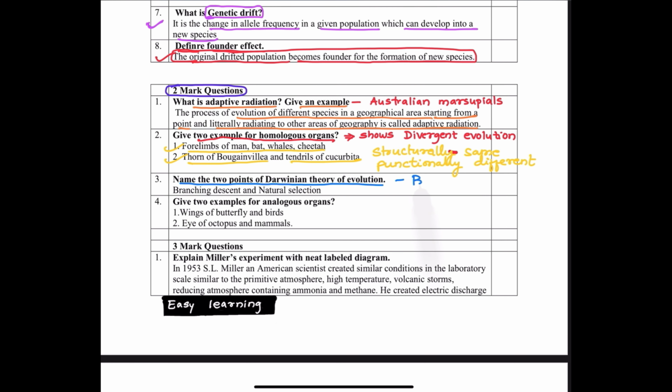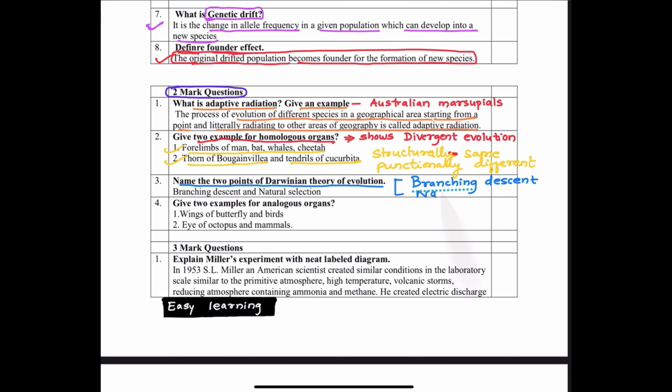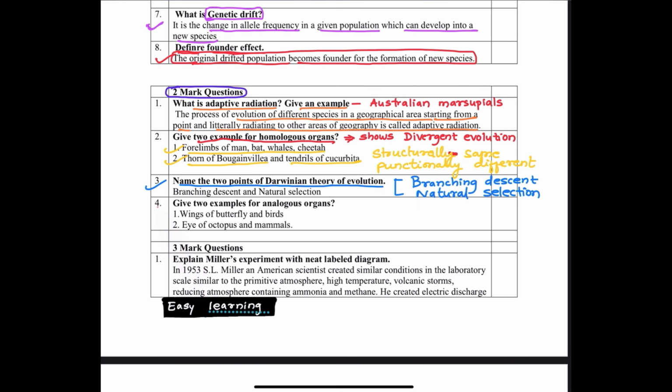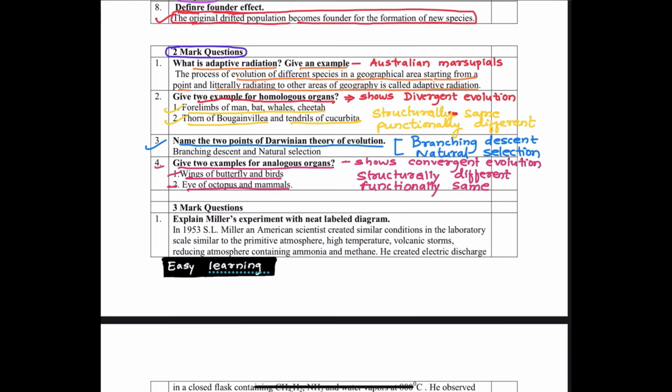Third question, name the 2 points of Darwinian theory of evolution. First point, branching descent. Second point, natural selection. Fourth question, give two examples for analogous organs. It shows convergent evolution. Analogous organs are structurally different, functionally similar. Example: wings of butterfly and bird, eyes of octopus and mammals.